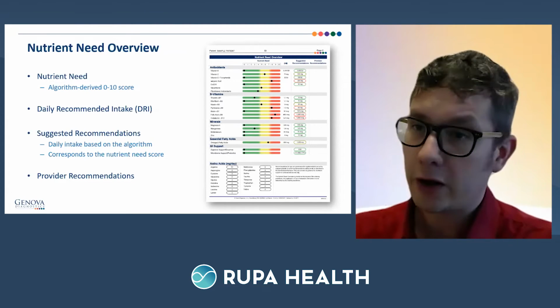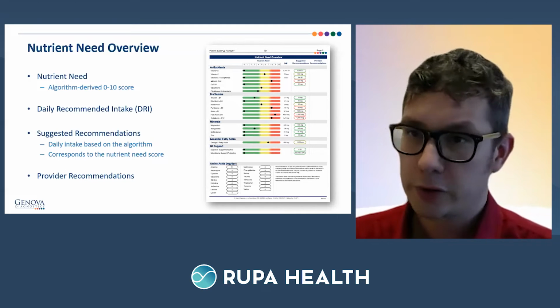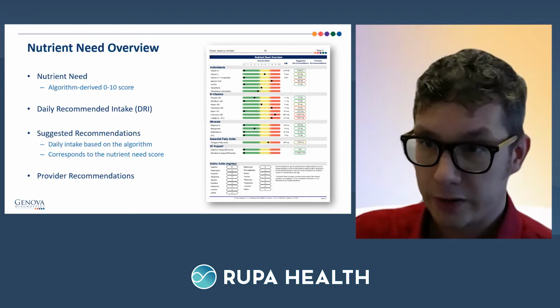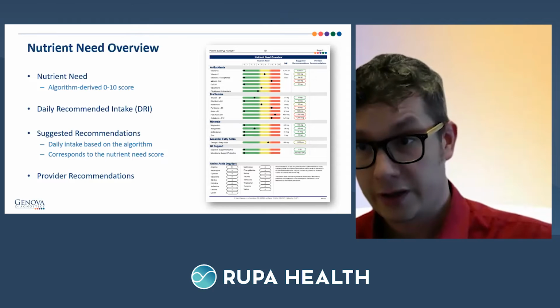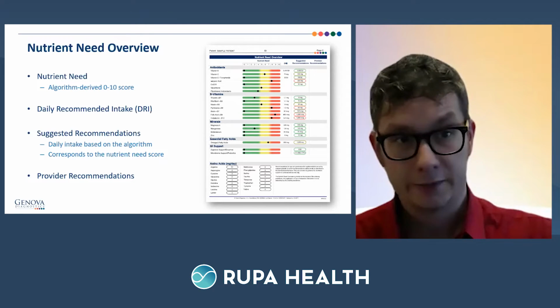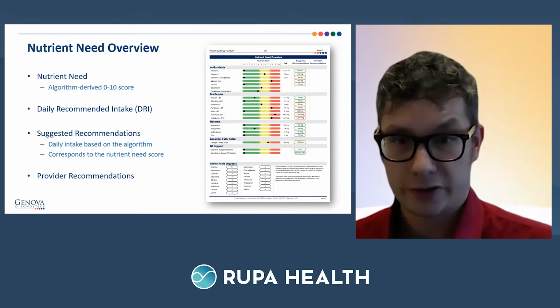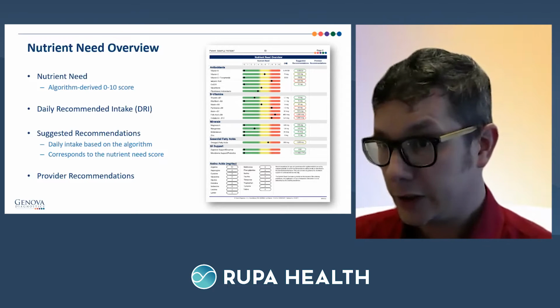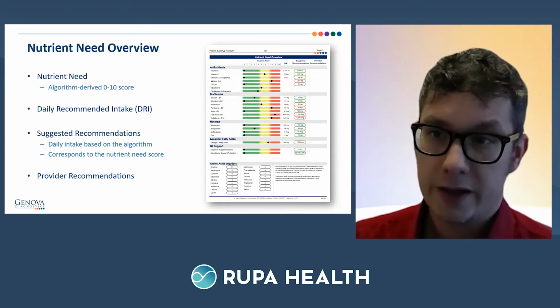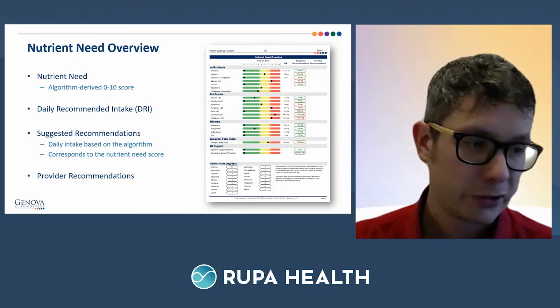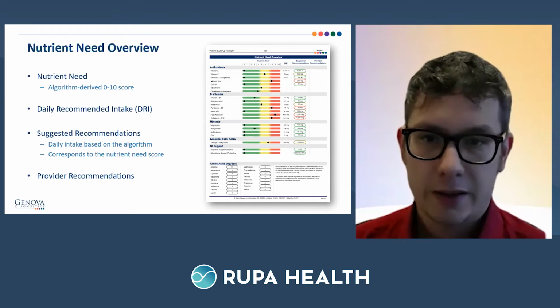And then the very next page on the report gives you a nutrient need overview. Essentially, okay, here's some of the problems. Here's some of the things that you can do to correct it. And these nutrient need recommendations are age and gender specific, and they're based on the individual test results. And I'll kind of demonstrate how we end up getting there at the end of the day.